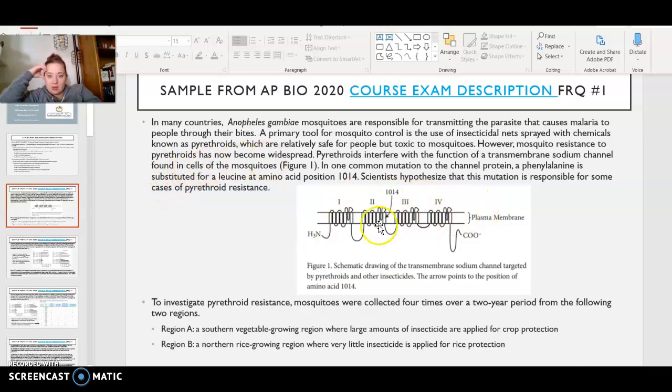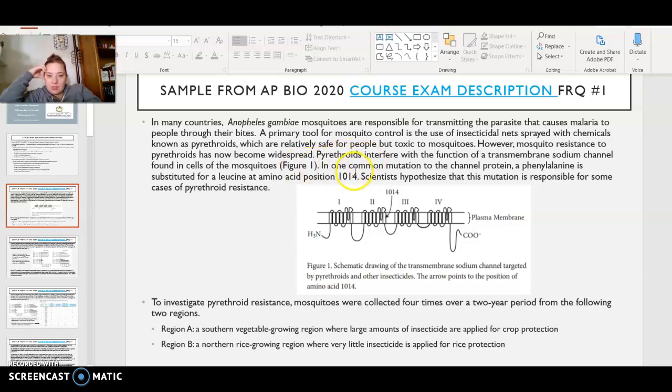So here's the membrane, and then this is your protein. Transmembrane meaning it goes through the membrane, on this side, through the membrane, on this side, through the membrane. Here's the amino end of the amino acid, the carboxyl end, and regions 1, 2, 3, and 4. And the P insecticide interferes with the sodium channel, and that's how it's used to kill mosquitoes.